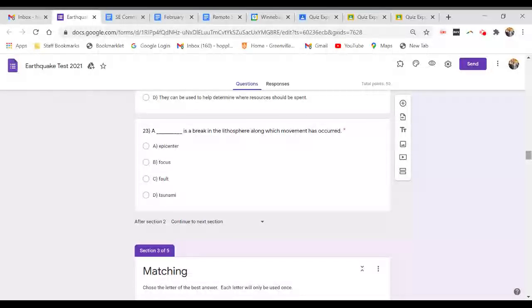Question 23. This is a break in the lithosphere along which movement has occurred. Epicenter, focus, fault, or tsunami?